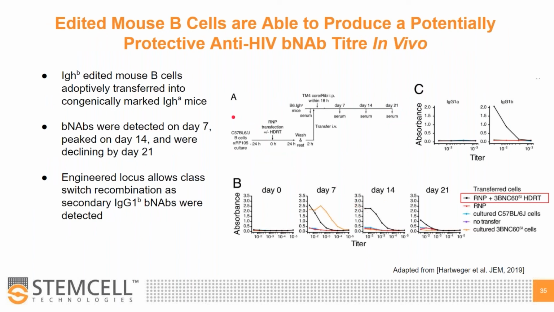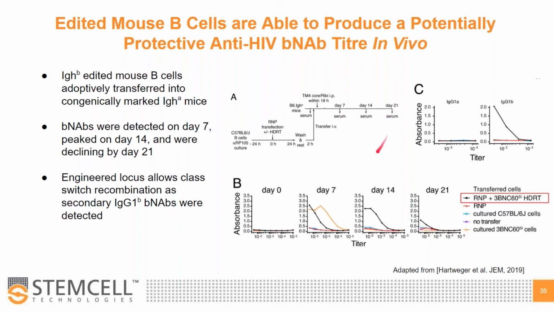So they went further and they were interested in showing that the edited mouse B cells are actually able to produce broadly neutralizing antibodies in vivo. What they did here is, as before, they activated primary mouse B cells, they transfected them, and then they IV transferred these into congenitally marked mice. These mice were then immunized within 18 hours of the cell transfer, and serum was collected on day 7, day 14, and day 21.